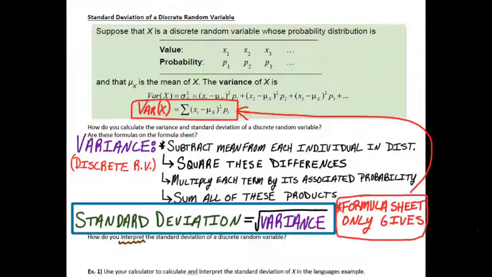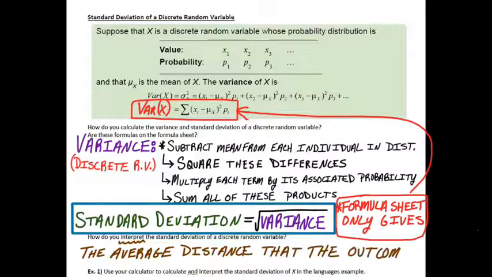And then how do we interpret the standard deviation in this case? Really similar to our interpretations of standard deviation in the past. We can just say it represents the average distance that the outcomes are from the mean. So on average, how far are these individuals typically falling from the mean? And make sure we add some context to that when we interpret. So should be no surprise there as to what standard deviation represents in this case.